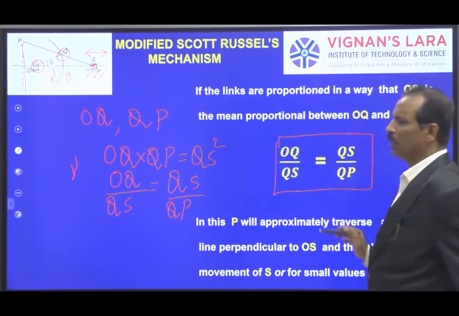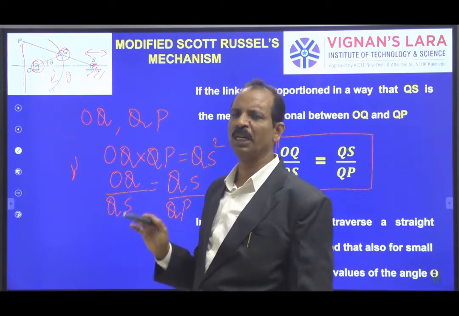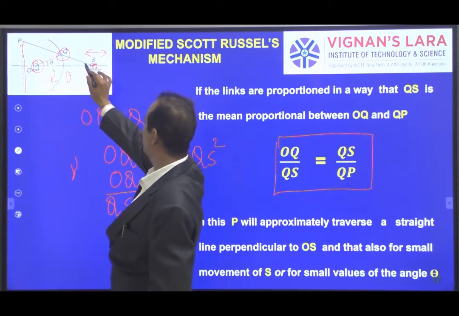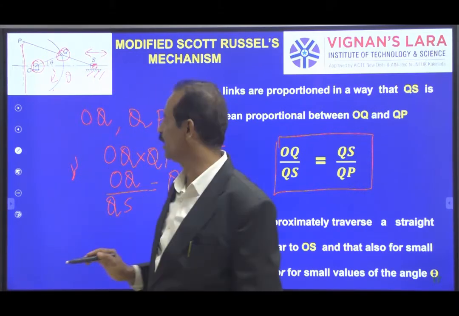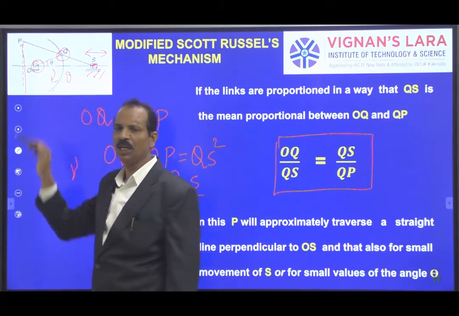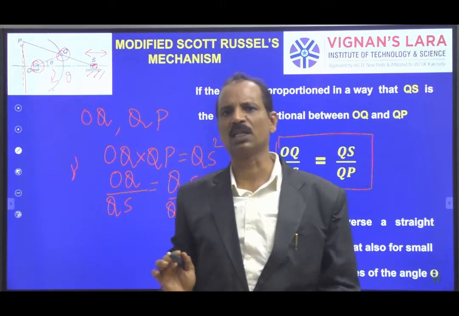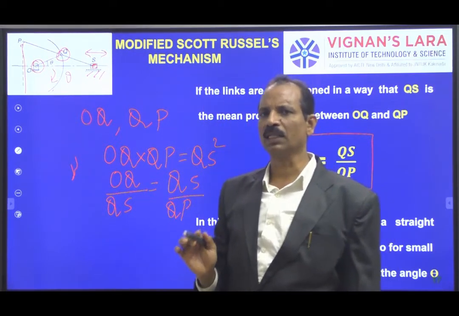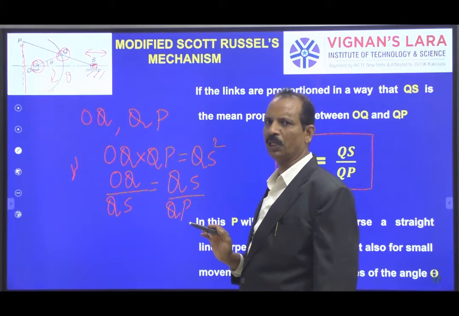Okay, so here the limitation is this mechanism will give you an approximate straight line mechanism, that too for a small amount of angular displacements as well as linear displacements of theta and S. It is going to generate a vertical straight line motion of P. So that is the modified Scott-Russell mechanism. It is an approximate straight line mechanism. For this, the necessary condition is that OQ by QS is equal to QS by QP.